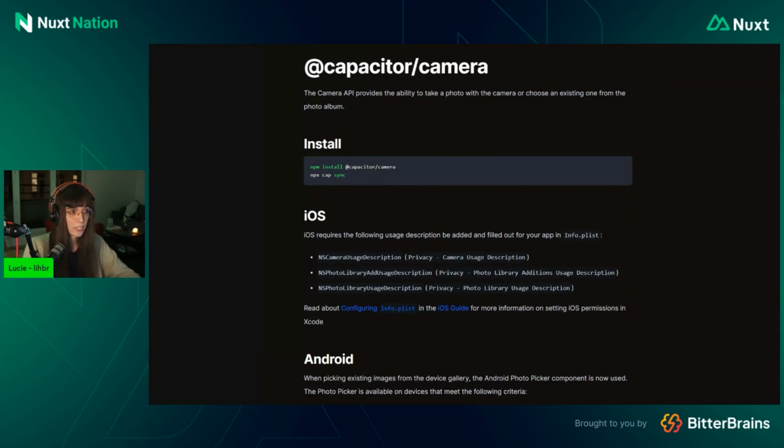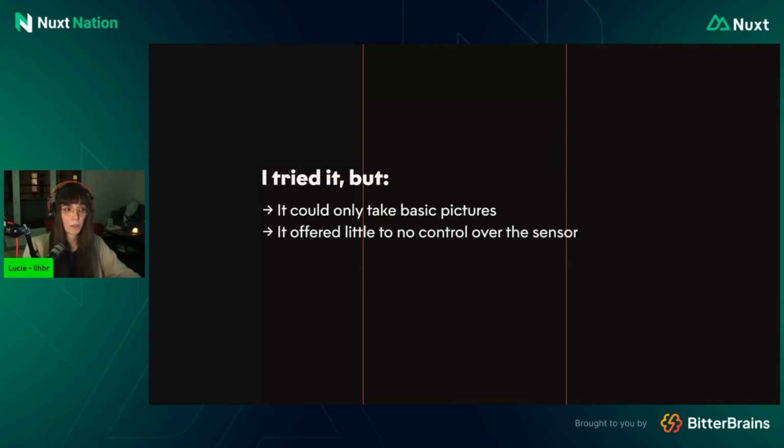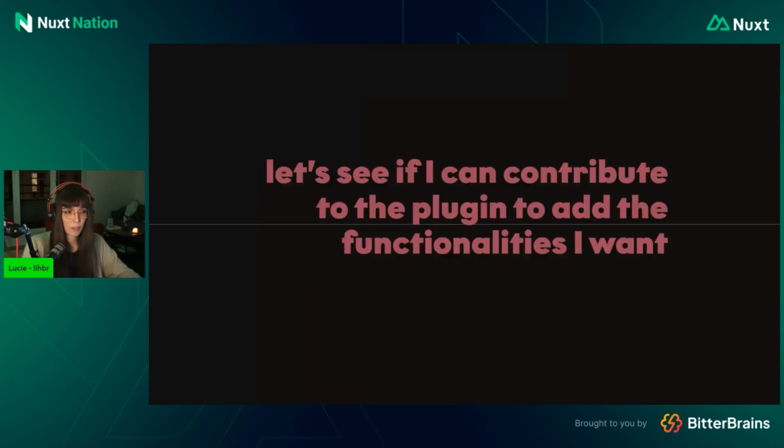I tried it. I started building things with it, but I quickly realized that I could only take basic pictures with it. Namely, it offered little to no control over the camera sensor, and I wanted control for the ISO, the shutter speed, and the aperture. And well, when I faced that, I thought, all right, no big deal. Let's see if I can contribute to the plugin to add the functionalities I want.